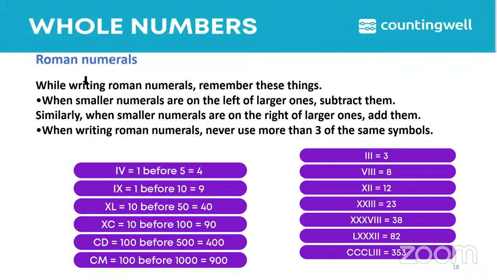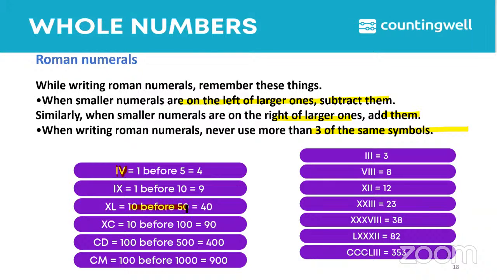Now, whenever you are writing Roman numerals, you have to remember this rule. When smaller numerals are on the left of a larger one, you have to subtract them. Whereas when they are written on the right side of larger ones, you have to add them. And you can never use more than 3 of the same symbols. So when we have 4, it is 1 before 5. That's why we are placing this I letter to the left of the letter V. So nine is written as 1 before 10 because we are subtracting 10 minus 1.